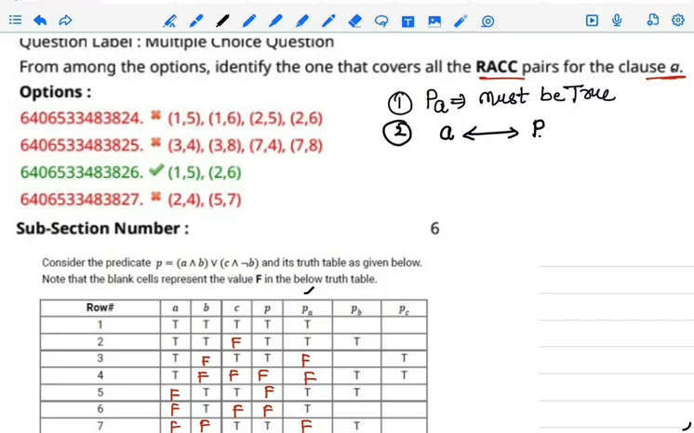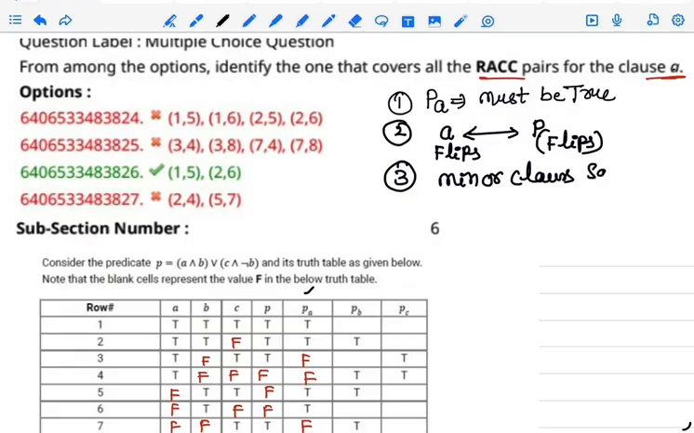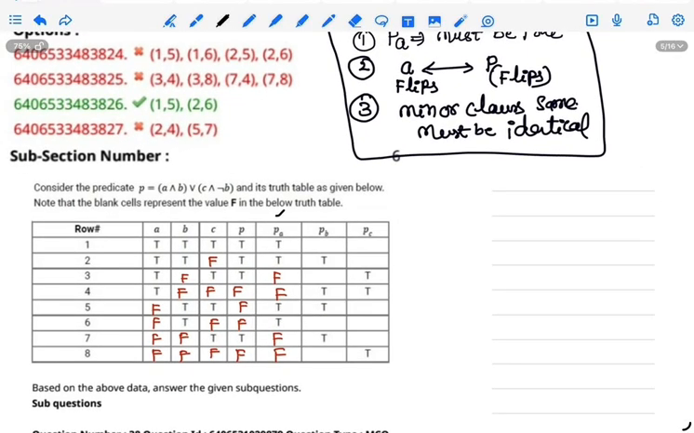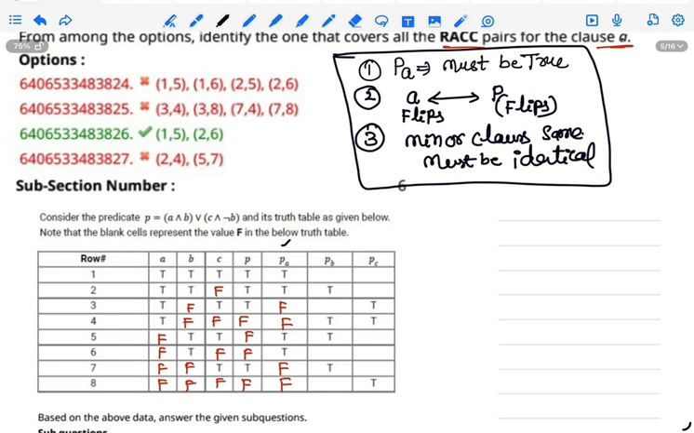Okay, A flips and P also flips. And third condition is here the minor clauses must be identical. Friends, in the options we will check one by one. We will go from options. Okay, so first we check PA must be true.